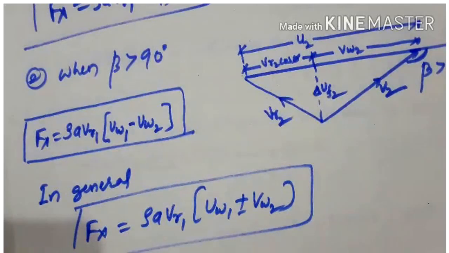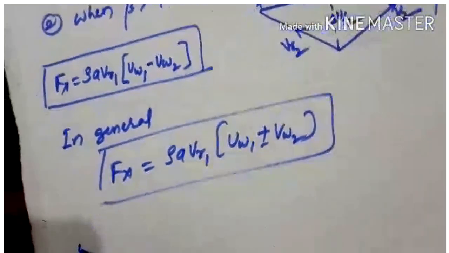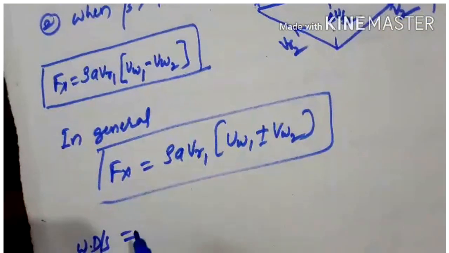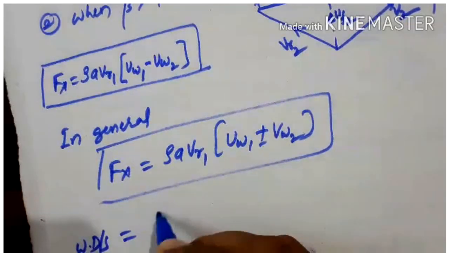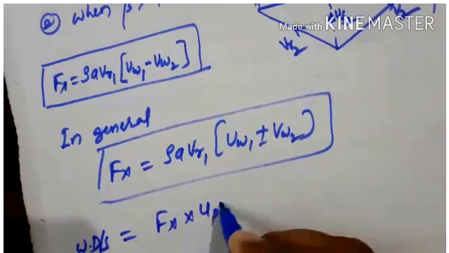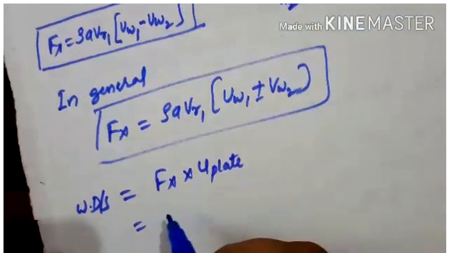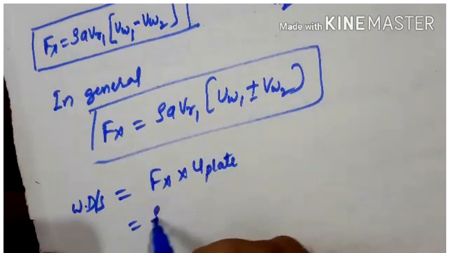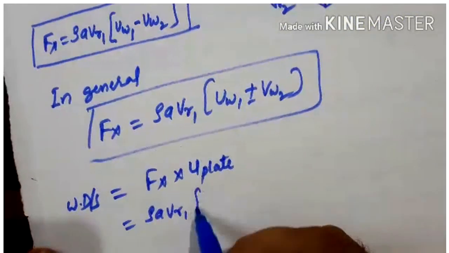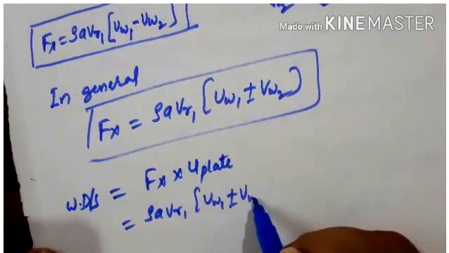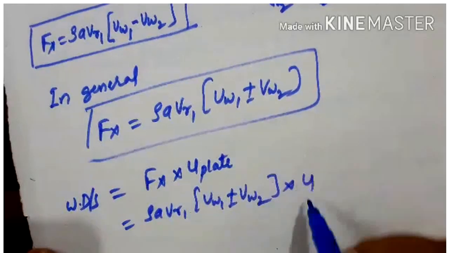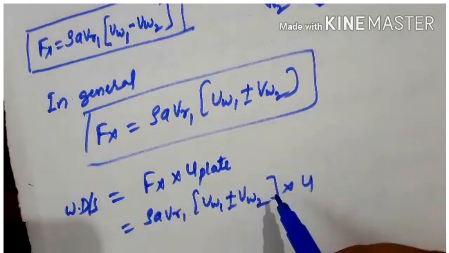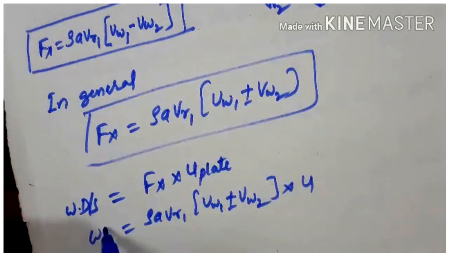Then work done by the jet. Work done by the jet is work done per second. Then we write Fx into the velocity of the plate. Fx we know, that is rho A VR1 into VW1 plus or minus VW2 into U. So this is work done per second.